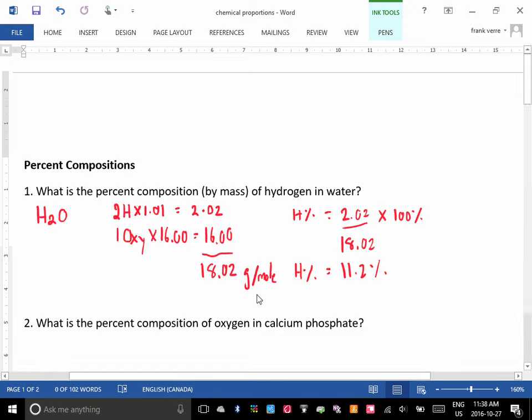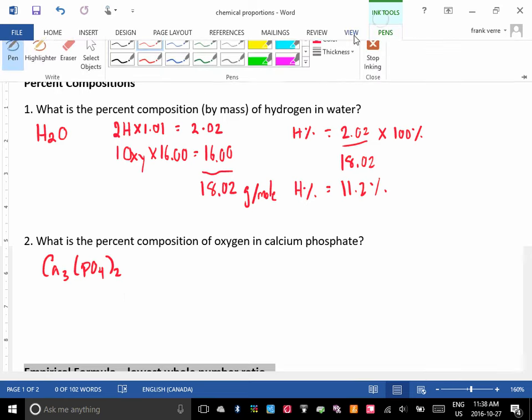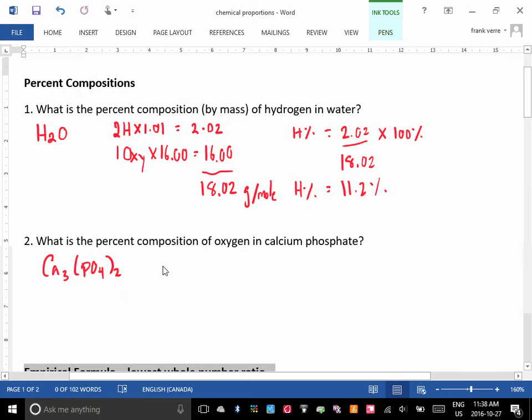Okay. How about we do the same thing but with maybe a bigger compound. For example, what would be the percent of oxygen in calcium phosphate? So start with the formula. What's calcium phosphate? Ca3(PO4)2. Okay? So we can see by our formula that we have 3 calcium, 2 phosphorus, and 8 oxygen, right?